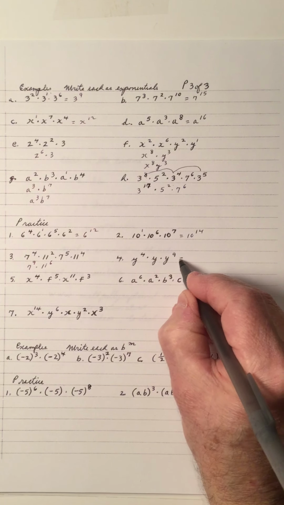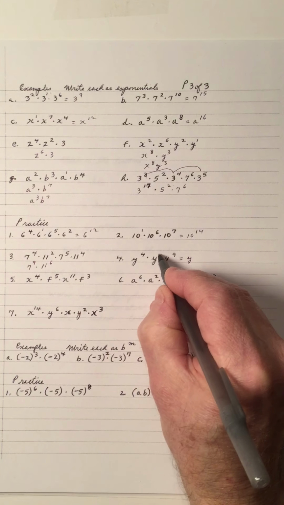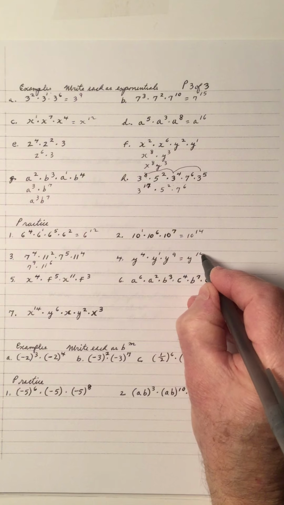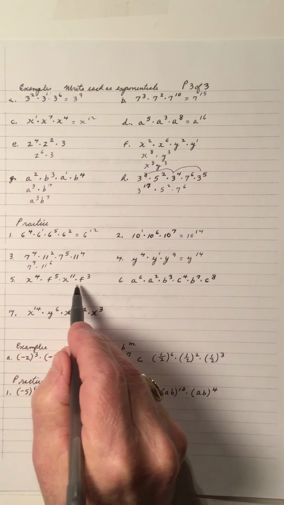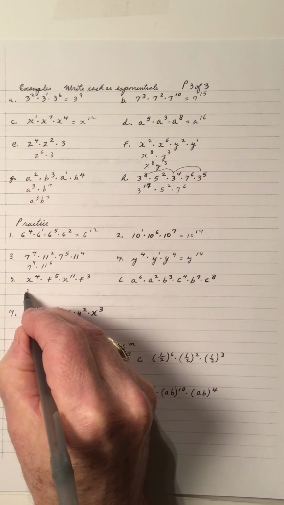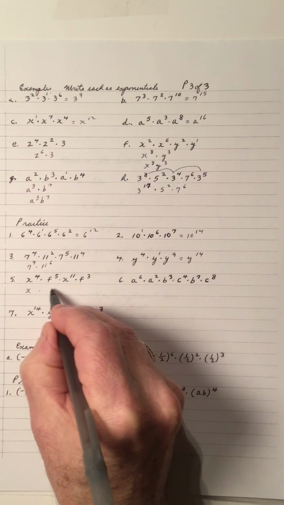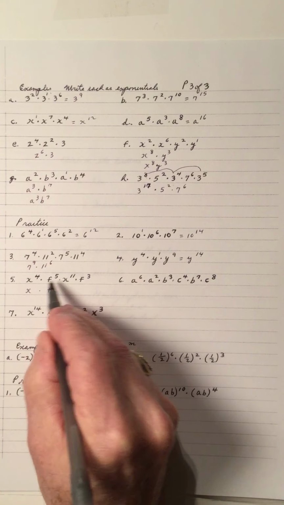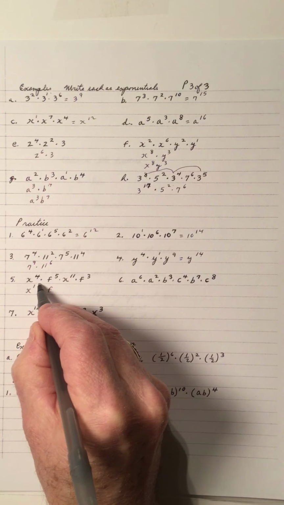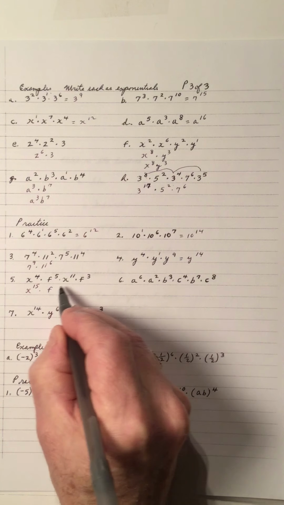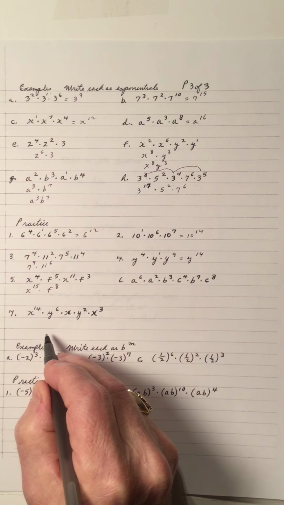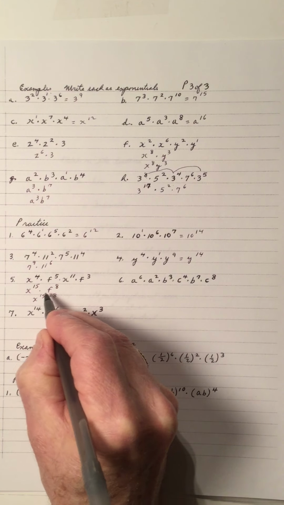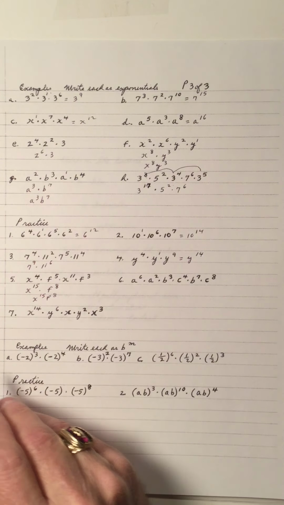Number 4, you have a Y in all bases. That's a 1. 4 plus 1 is 5, plus 9 is 14. Number 5, you have X's and Y's. So the X's and Y's. So X^4, X^11, I add. I get 15. Y^5, Y^3, you add, you get 8. And you can, if you wish, omit the dot, and it's understood to be a multiplication.